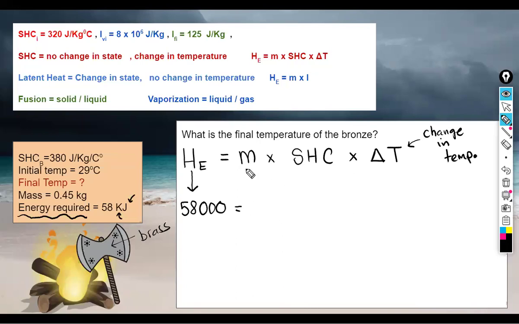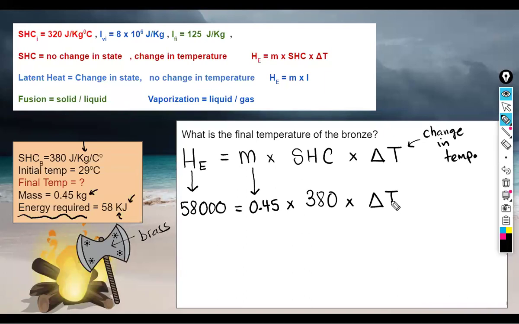The mass, was the mass given in the correct units? Yes or no? The mass was given in correct units because the specific heat capacity had kilograms in it, and the mass is also kilograms, right? So no tricks there. 0.45 kilograms goes there. They gave you the specific heat capacity of the brass is 380. And of course, we don't know the actual change in temperature.